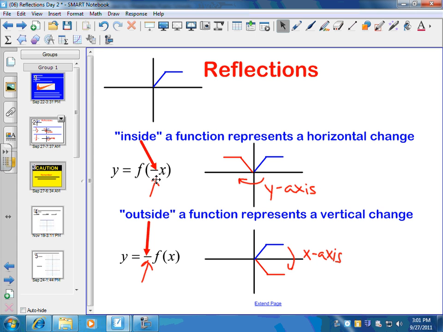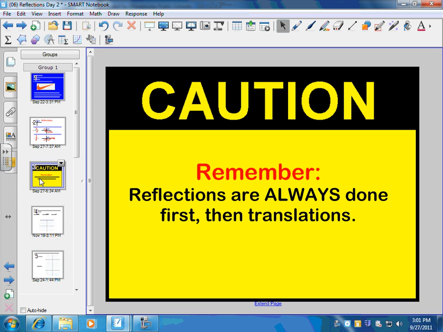It can be reflected over both. And if it was reflected over both the x and the y, you would end up with a graph that looks similar to this. Okay, so it can be reflected over both for those two. The thing I can't remind you enough of, though, is that reflections are always done first and then the translations. So make sure tonight when you're doing your homework that you always do the reflections first.